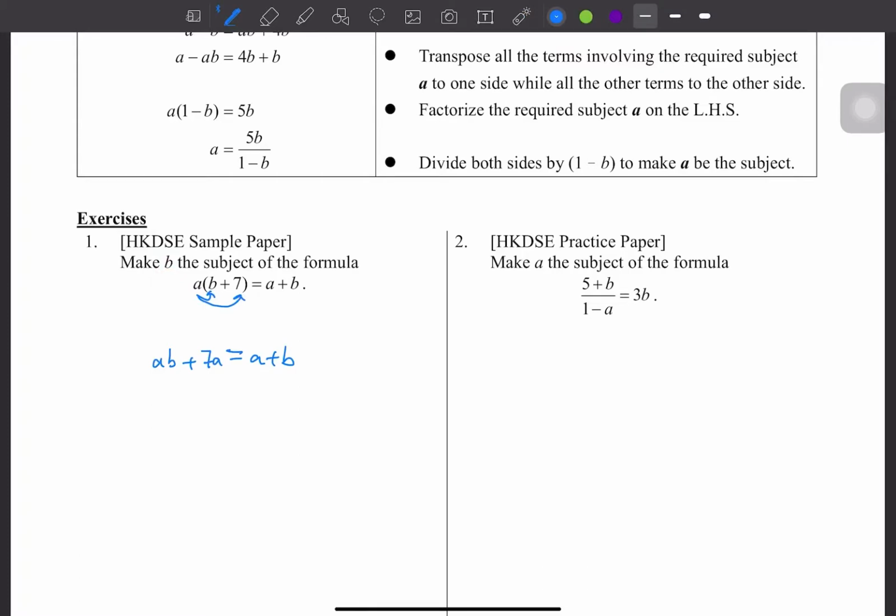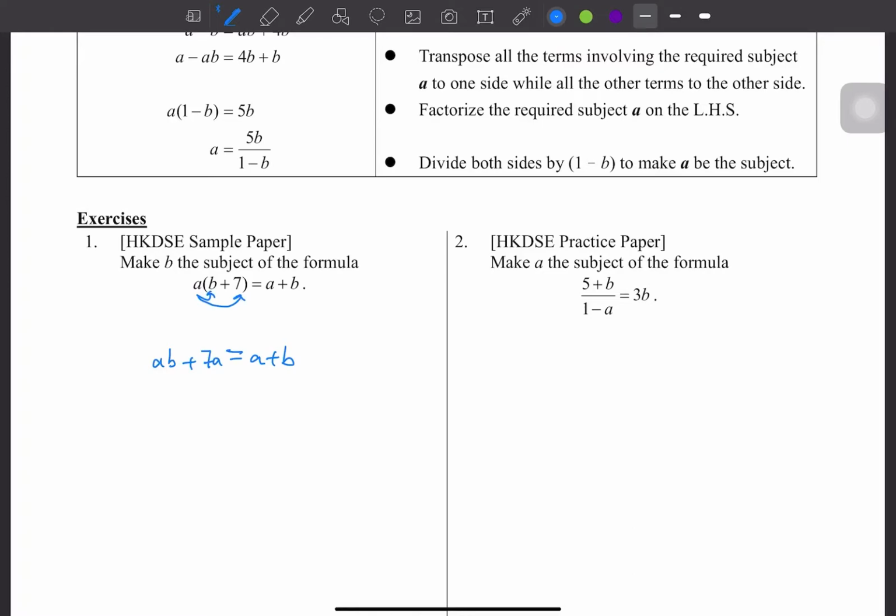Remember, don't do multiplication and addition and subtraction in the same step. If you want to do the operation in the same step, either addition and subtractions or multiplication and divisions.